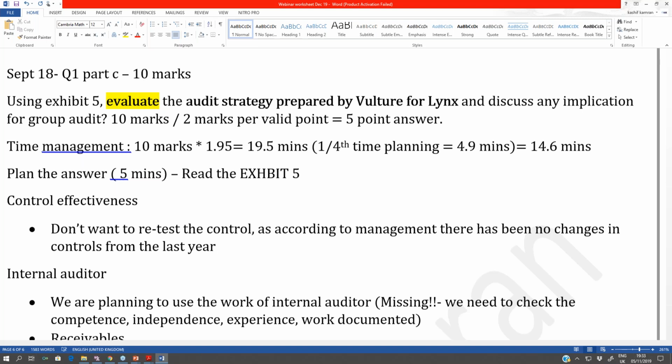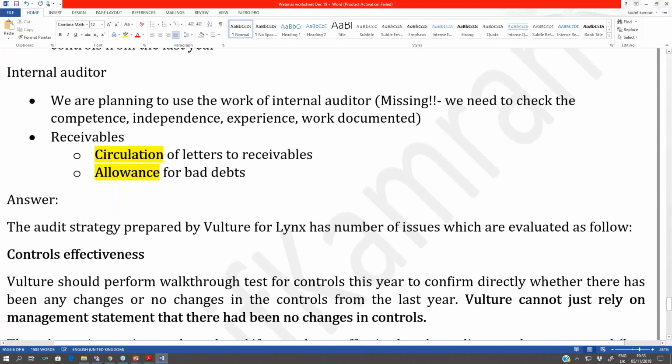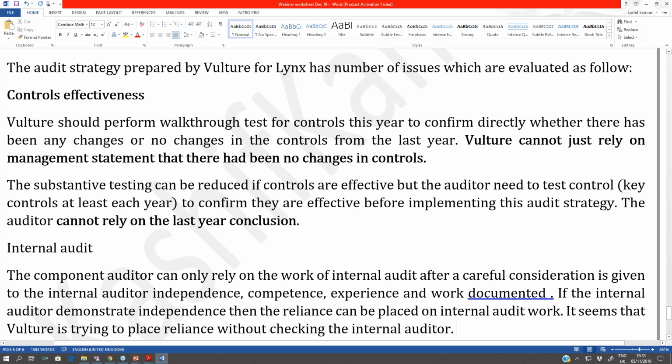Right, so I've already drafted about a 6 marks answer out of 10. So you can continue drafting the remaining 4 marks answer yourself. You can have a practice of the same question as well, and you know exactly the way to write the answer. Yes, and if you are clear on the independence and competence, then obviously you can rely on the work of the internal auditor. But if you are not, then obviously you cannot.